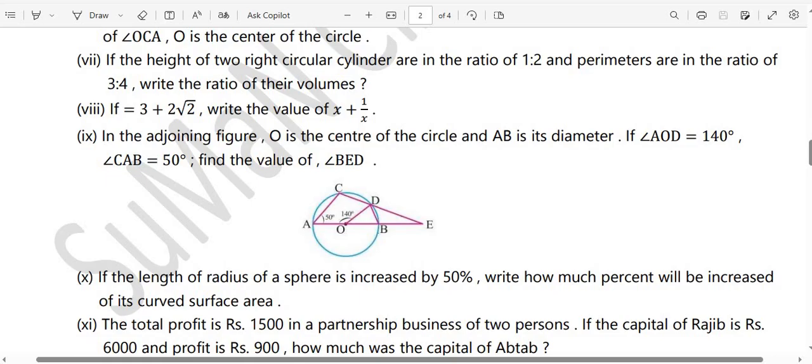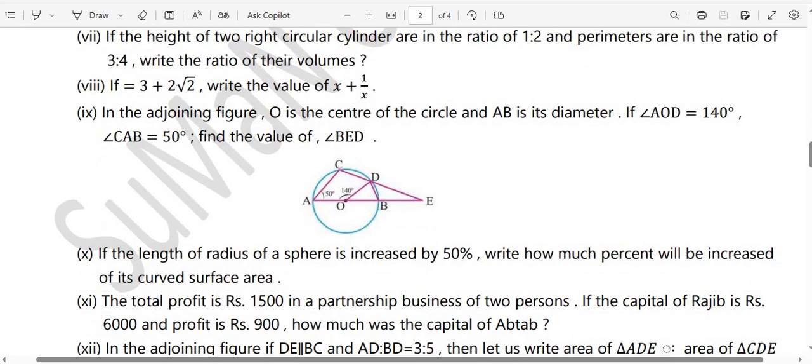Question number 9. In the adjoining figure, O is the center of the circle and AB is its diameter. If angle AOT is equal to 140 degrees and angle CAB is equal to 50 degrees, find the value of angle BED. The given figure is now.